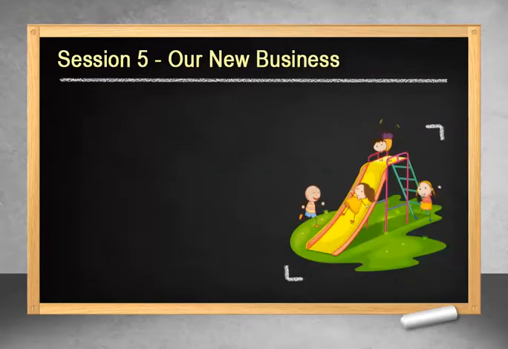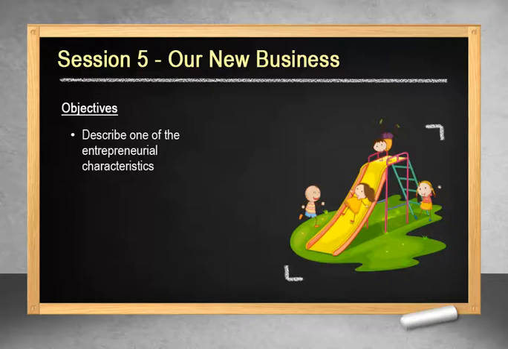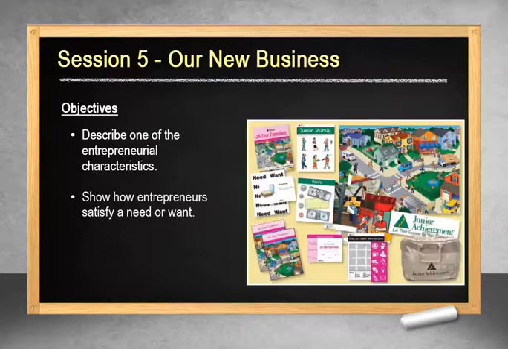Session 5, Our New Business. The objectives for our last session in Junior Achievement's Our Families program will be to describe one of the entrepreneurial characteristics and show how entrepreneurs satisfy a need or want. In the 5th session, you will need the following materials from your JA kit: the JA banner, student table tents, the JA Our Family poster, 1 money flashcard, 1 business symbol card sheet, 30 My New Business sheets, and 30 certificates of achievement.